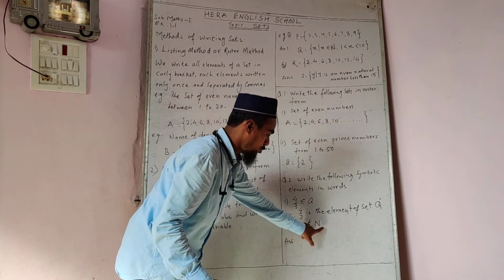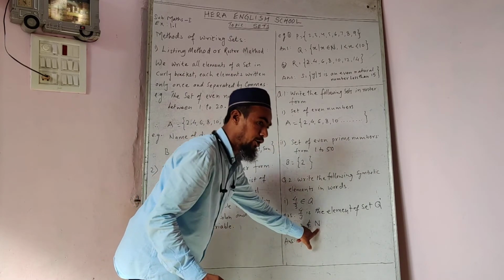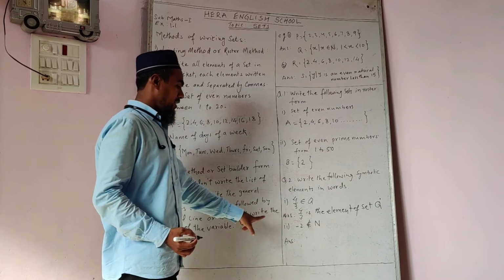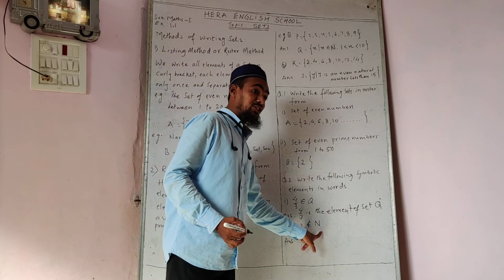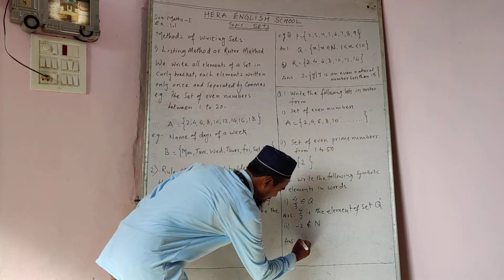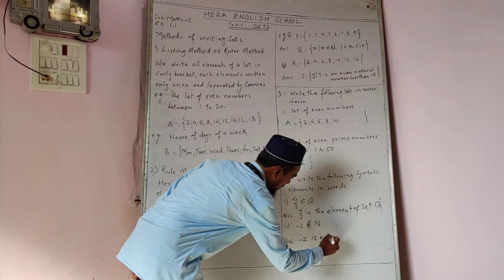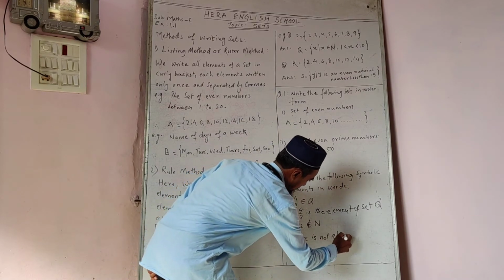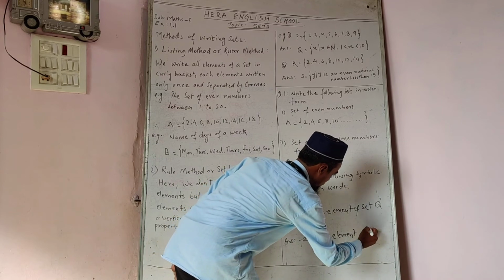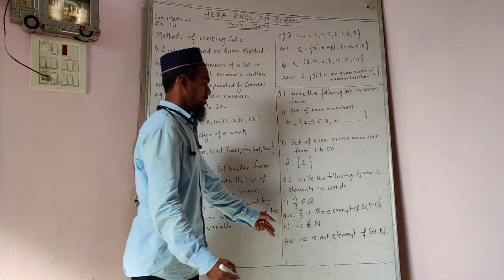Now the next question. -2 doesn't belong to N, or -2 is not an element of set N, or you can say -2 is not a natural number. Set N is the natural number set. We can write here: -2 is not an element of set N.